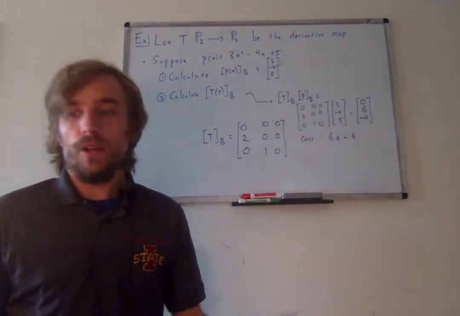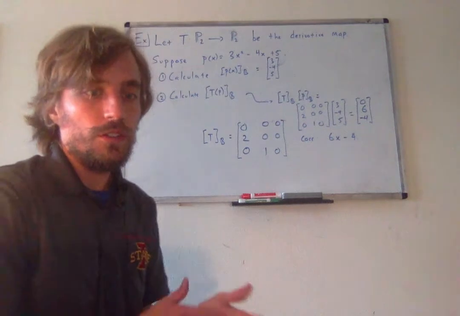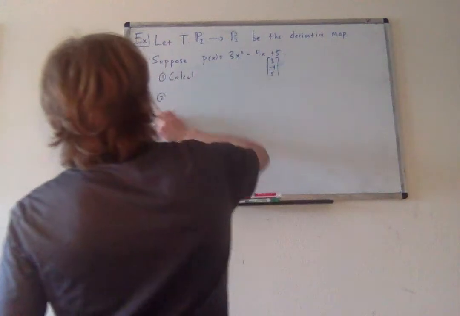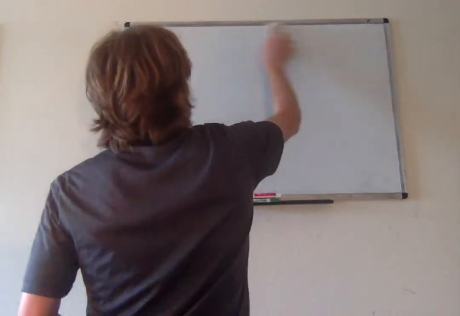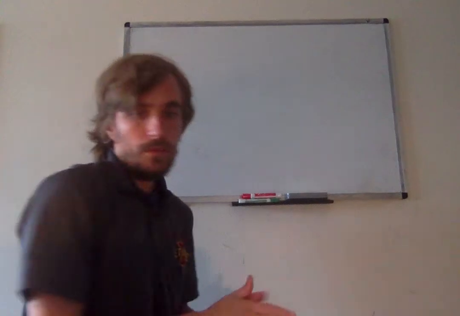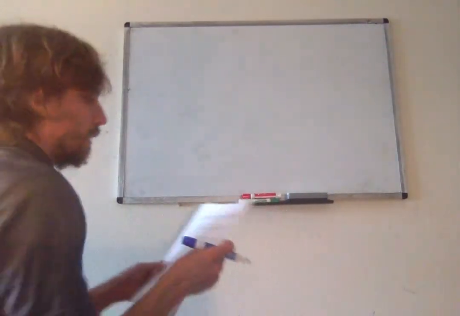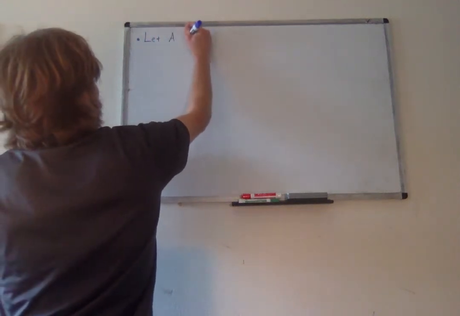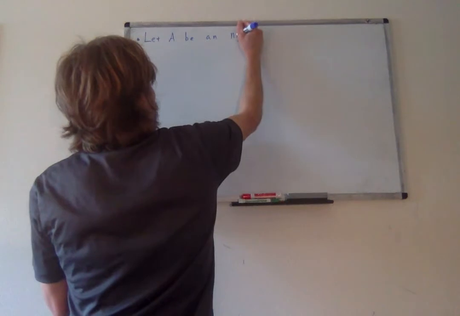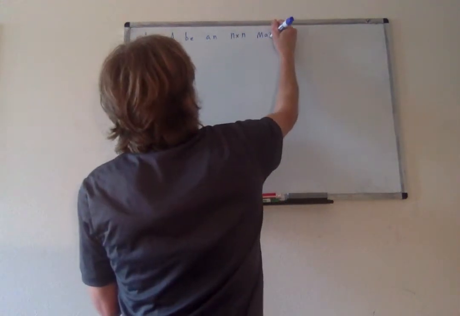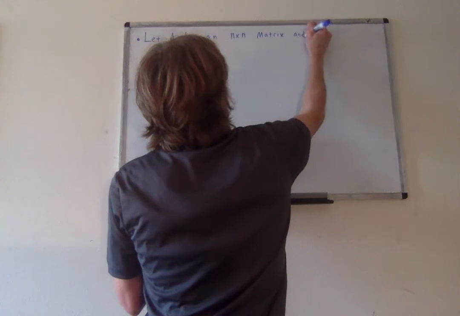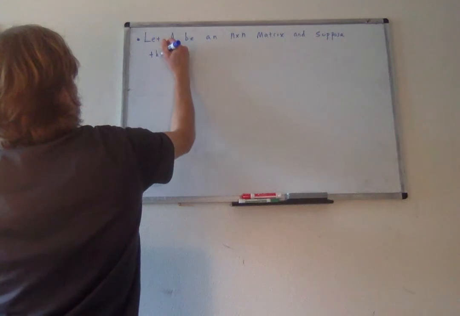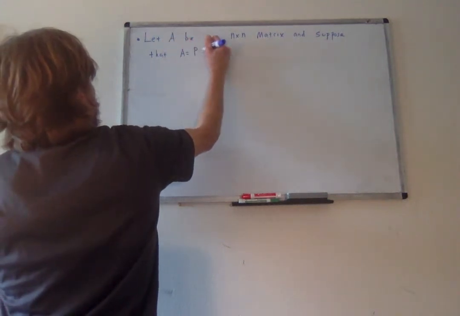So anyways, how do eigenvalues factor into all of this? We're going to let A be an n by n matrix, and we're going to assume that A is diagonalizable.